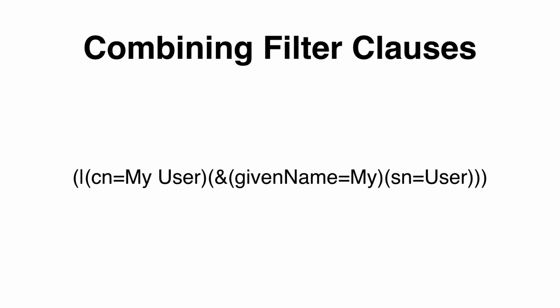We can also combine filters. In this example, we are specifying the following. Either the CN attribute must be my user, or the given name attribute must be my, and the surname attribute must be user.